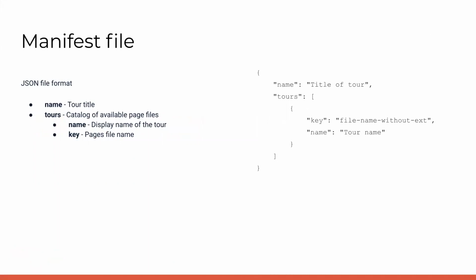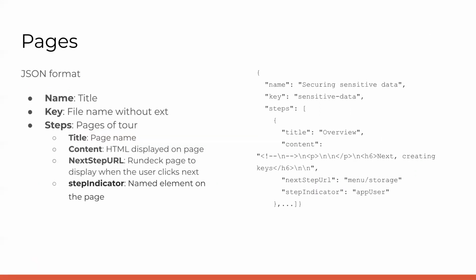So the manifest file is simple. There's just a couple elements. Name is going to be the title of the tour that will be persistent on all your pages. The tours is going to be a list of all the page files that you have with the key and then the name that's going to display in that main menu.